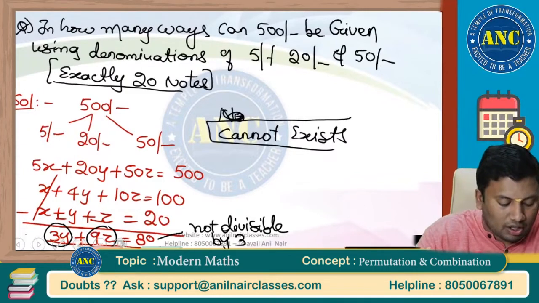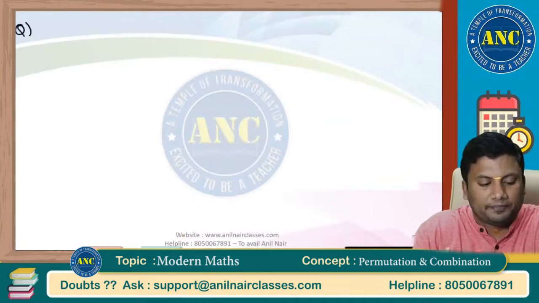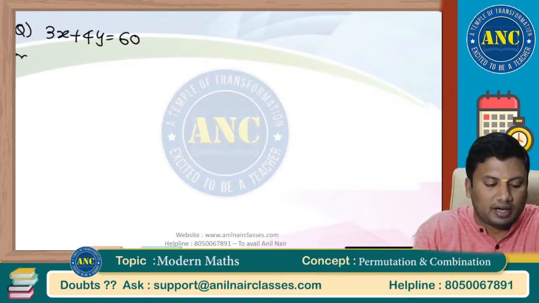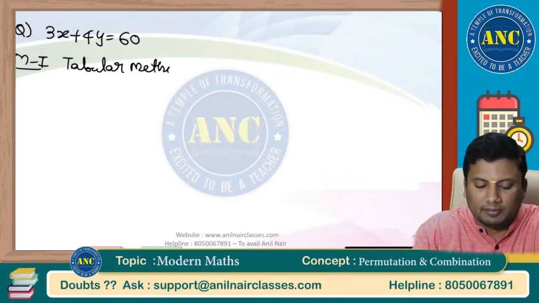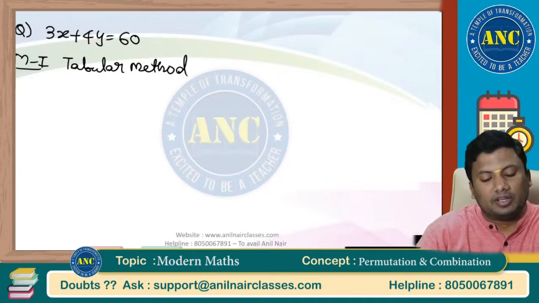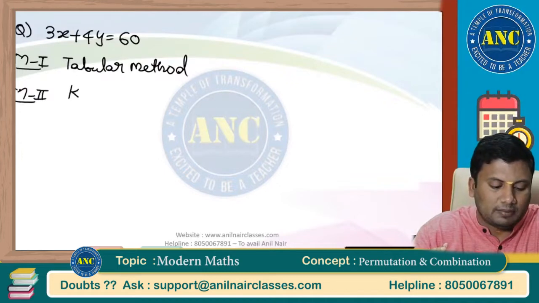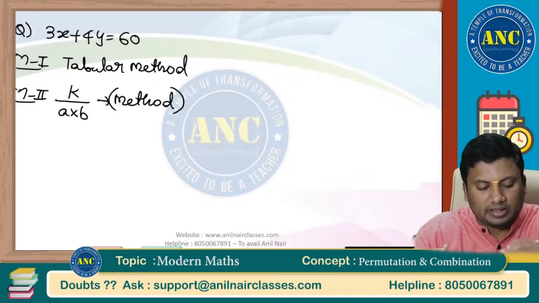You can also solve these problems in another way. Now see here. 3x plus 4y equals 60. Method 1 is the tabular method, listing down the values of x and y. Method 2 is the k by a into b method. These two methods we discussed.